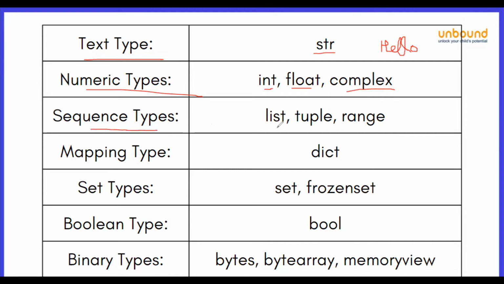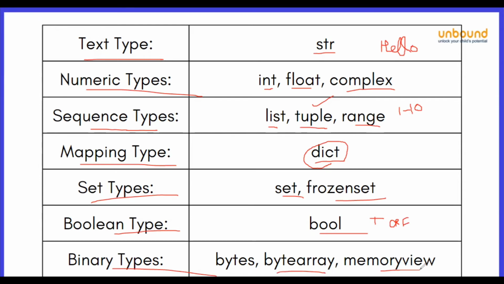Sequence types consist of values in a sequence, which are in order. So a list is always in order. Tuple is range, like 1 to 10 is in sequence, right? Now the mapping type is a dictionary, where we use dict. Set values will be set and frozenset. Boolean type is basically a true or false value. There is also the binary type, where we use bytes, bytearray, and memoryview.